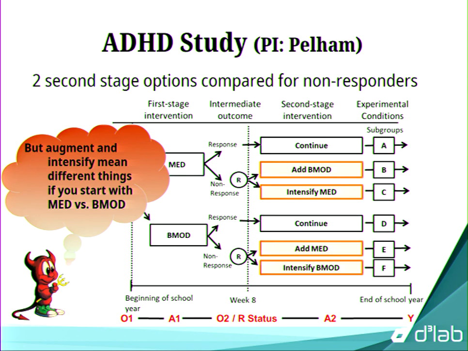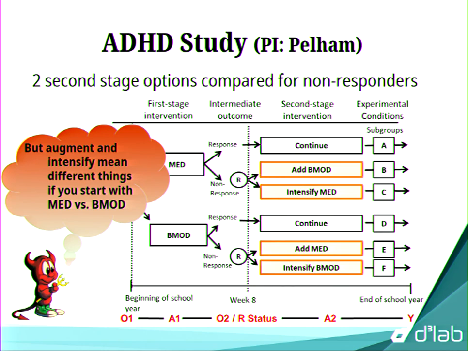And the devil says, wait a second. What are you saying? You're comparing these two second stage options, augment and intensify. But these kids received different treatment from these kids, right? These non-responders, when you said they were augment, they received augment. Actually, you added medication here, and here you added BMOD. And here you said intensify, but here you intensify the BMOD, and here you intensify the medication. Why are you considering them together? Do you see the question?